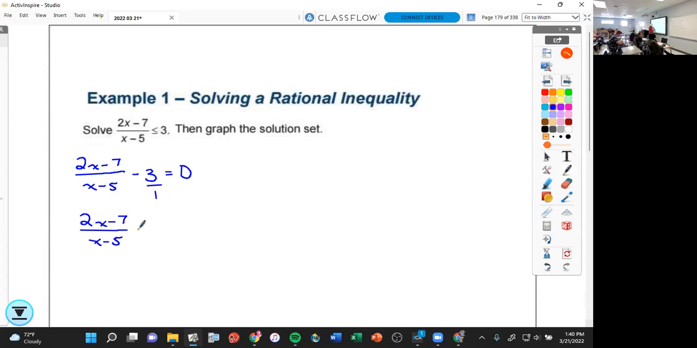Minus 3 times (x minus 5) over (x minus 5), because that's just 1, right? A recommendation here is anytime you're subtracting, change it to addition. So I'm going to change this to addition, and doing that means I need to change that 3 to a -3, because that -3 has to be distributed.